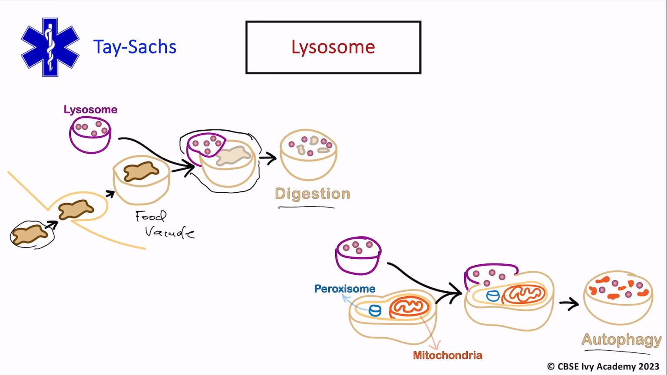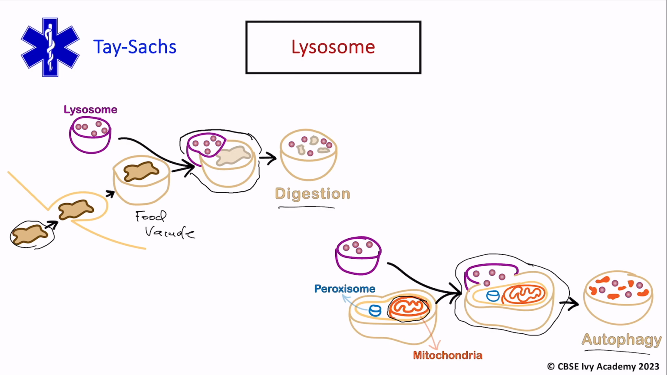In autophagy, a damaged organelle, or a part of a damaged organelle, for example here maybe a part of the mitochondria, will be enclosed in a vesicle. And then that will go ahead and fuse with the lysosome. And then the hydrolytic enzymes will go ahead and digest and recycle the components of that damaged part of the organelle.